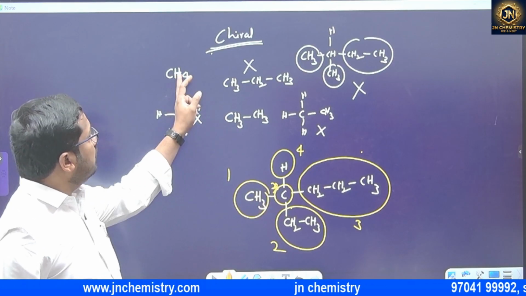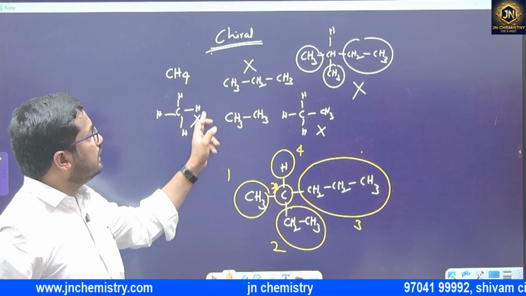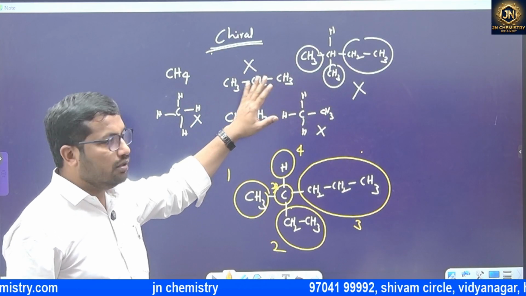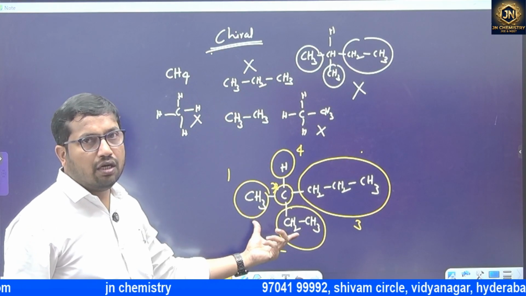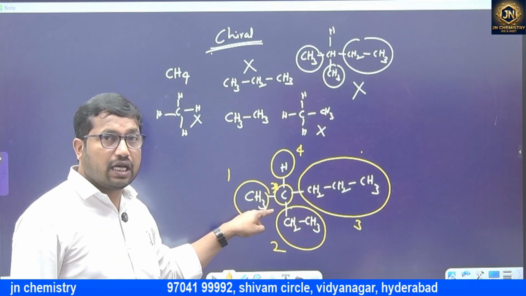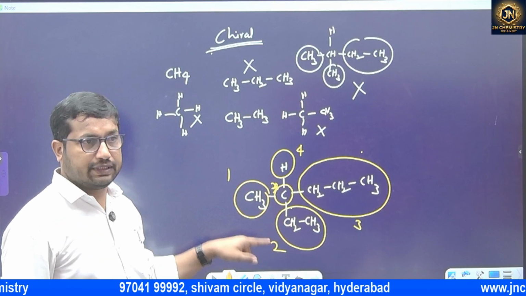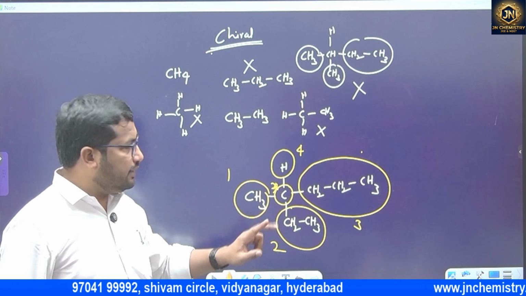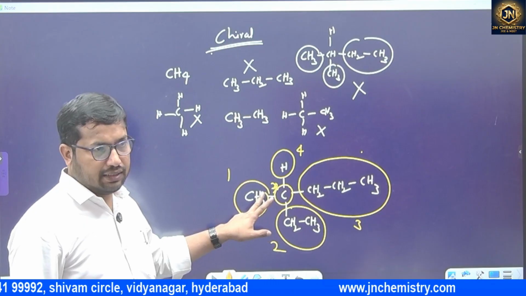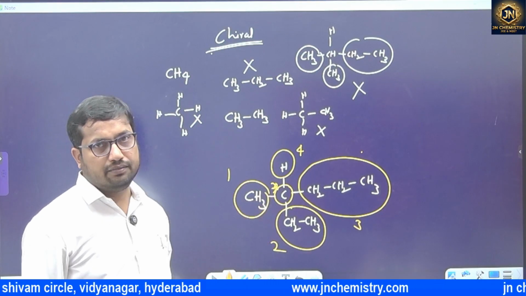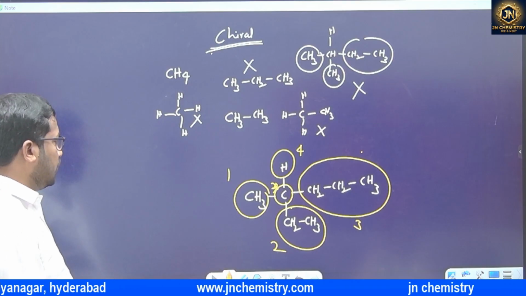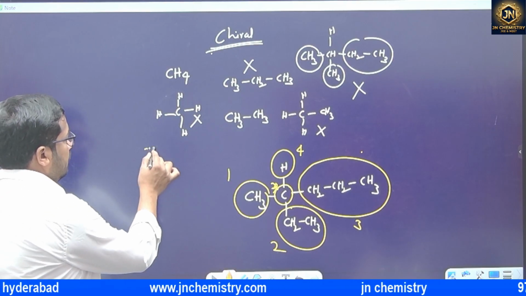So these molecules, methane, ethane, propane, won't show any optical activity. But a molecule can show optical activity, and after identifying the chiral center, you need to cross-check the symmetry. Of course, I'll discuss symmetry, but first we need to identify the chiral center. Write it down. Got it? What is a chiral center?